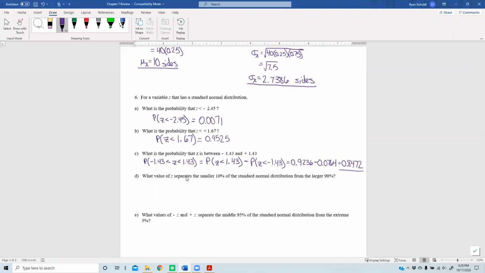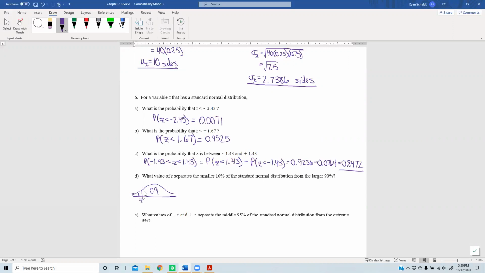Okay, D, what value of Z separates the smaller 10%? So I'm going to draw me a little diagram here. Yeah, that's a horrible normal curve, but still not the greatest, but we'll go with it. The smaller 10%. So we want this to be 0.9 up here, this to be 0.10 down here from the larger 90%.